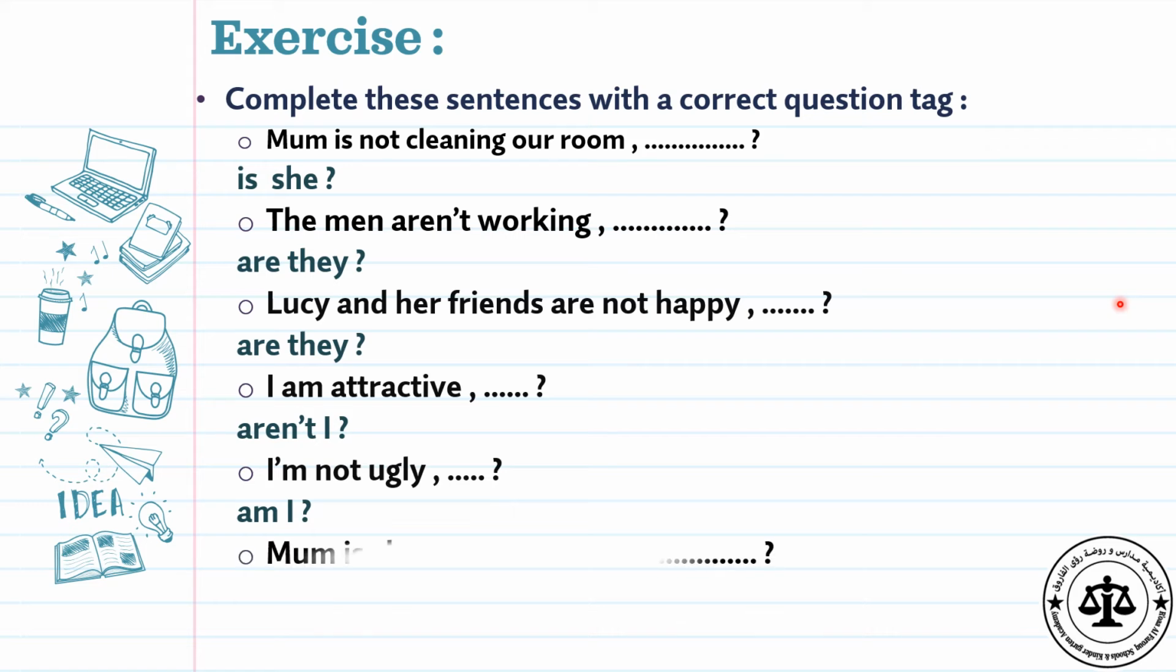Okay, and the last one. Mom is cleaning our room. It's in positive sentence. Positive is. So the question tag should be, Mom is cleaning our room, isn't she? Bravo.